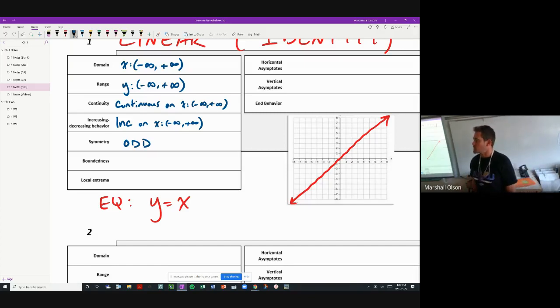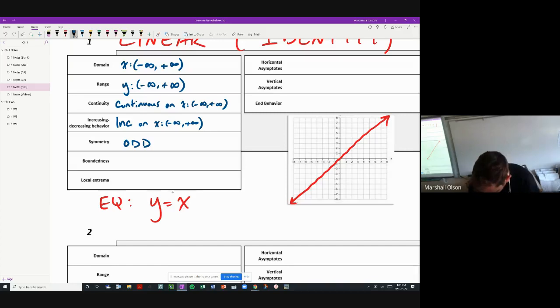It's symmetric over the origin. Boundedness. We said functions could be bounded below if they had like a floor or a minimum, bounded above if they had a maximum or like a ceiling, or if they were bounded both above and below, we would just say they were bounded. Okay? This thing is not bounded at all, is it?